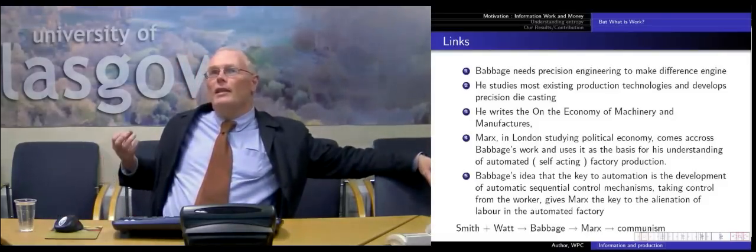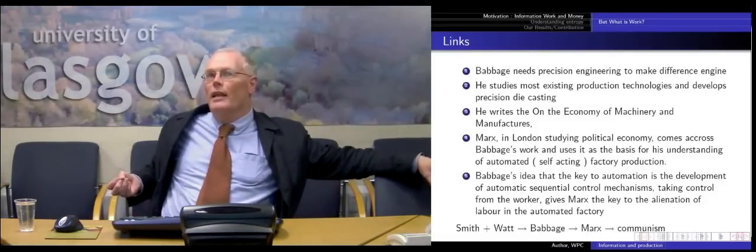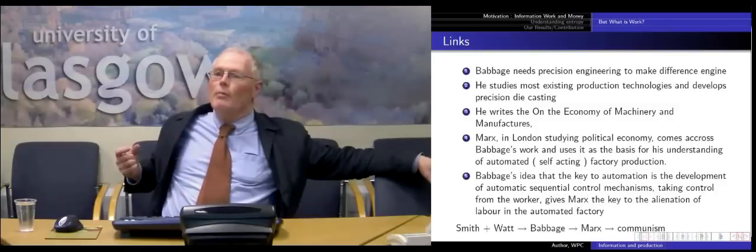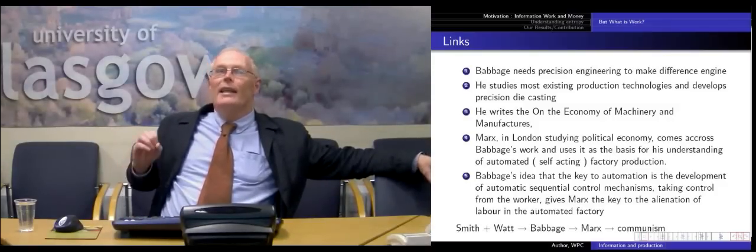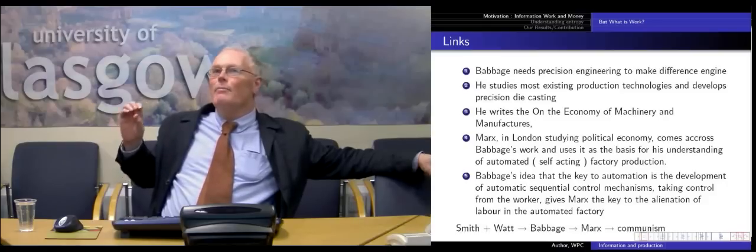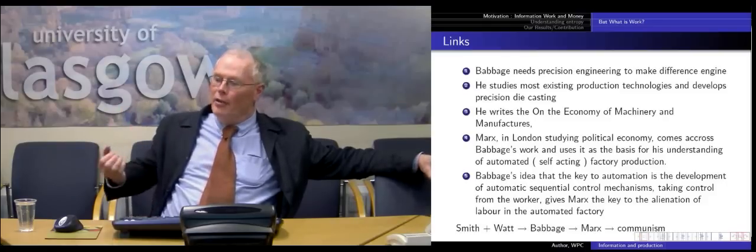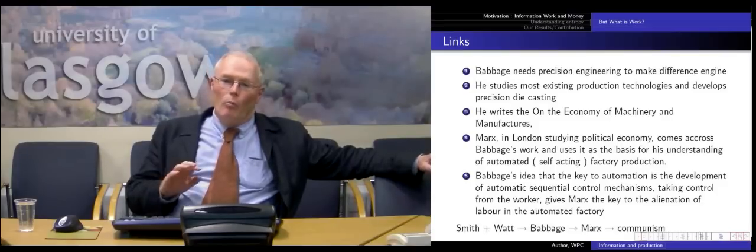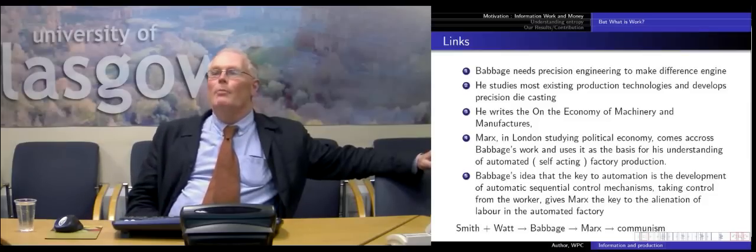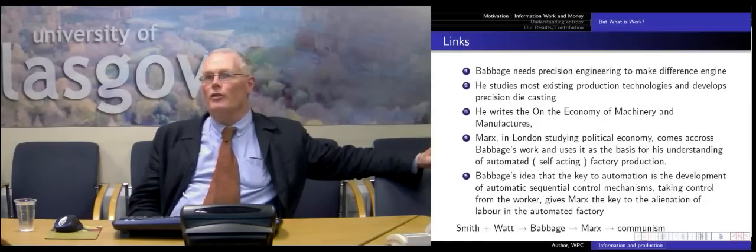In order to do this, he needed precision engineering. He had to make very large numbers of identical cogwheels. In order to do that, he went out and studied existing production technologies. And he, for instance, developed the technique of die casting. From what he learned there, he branched into political economy and wrote On the Economy of Machinery and Manufactures.